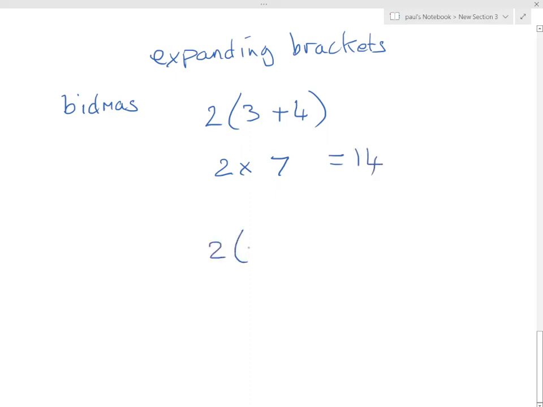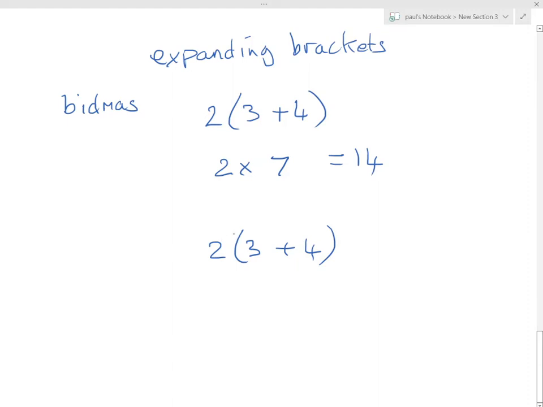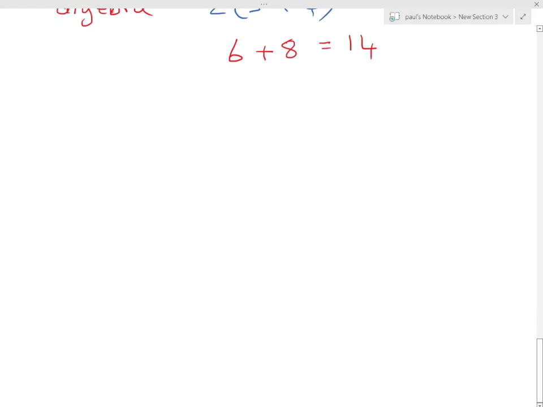But now watch this other way of doing it, and this is the way that we do it in algebra because we don't have any numbers. We multiply everything inside the bracket by what is outside the bracket. So 2 times 3 is 6, and 2 times 4 is 8. And you can see that 8 plus 6 equals 14 as well. So this is another way of doing the brackets, the B in the big maths. But we have to use this way when we're doing algebra. Yeah. So let's do a couple.